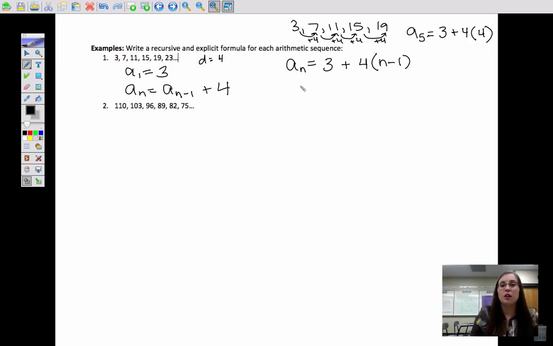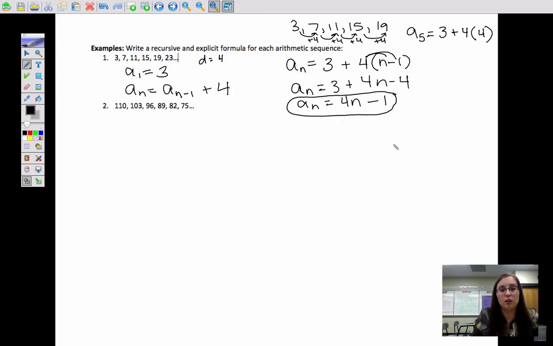All right. So then just simplifying, I'm going to do the distributive property here. And then I'm going to finish up by combining like terms. So then I've got my final explicit formula for any term. Okay, so recursively defined and explicitly defined.